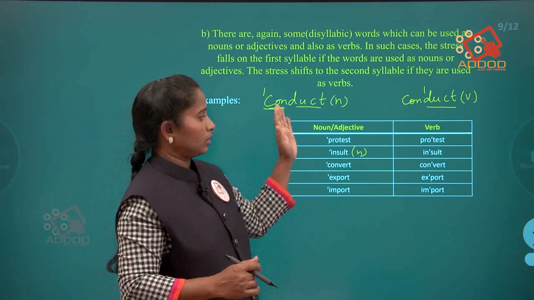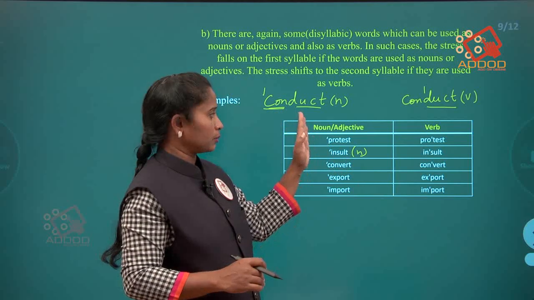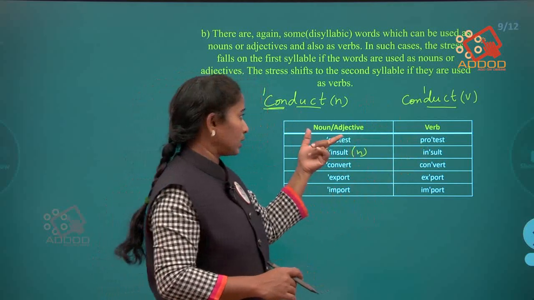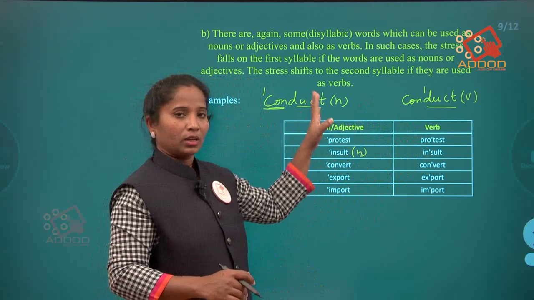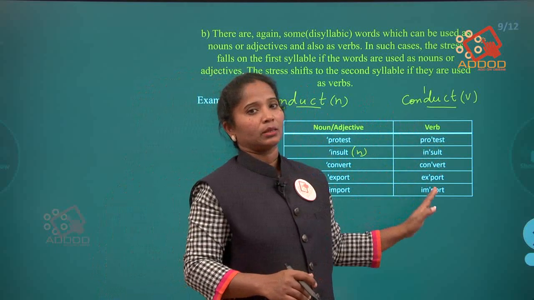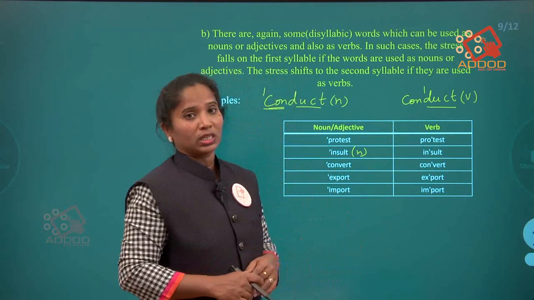So always remember that for all nouns and adjectives, the stress mark is on the first syllable, and verbs on the second syllable. So these are the rules of word stress.